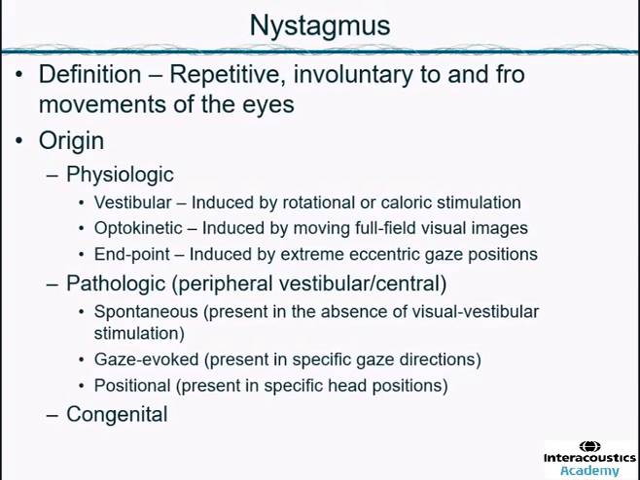Gaze-evoked nystagmus is another pathological manifestation of gaze instability, and it's defined by nystagmus that's present only in specific gaze positions. And finally, the positional nystagmus is a type of nystagmus that's present in specific head positions. Finally, there's congenital nystagmus, which by definition is present at birth or shortly after birth, and because of that, we kind of categorize that differently, but it is a form of a pathologic nystagmus. We'll discuss that today at the end of the presentation.